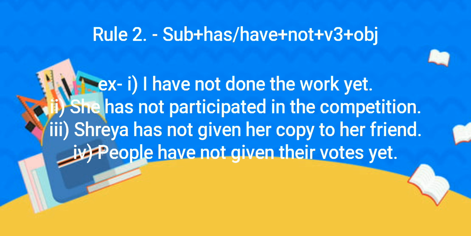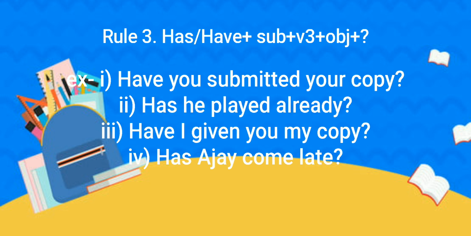Now, rule number 3. Rule number 3 is related to question sentences or interrogative sentences. Whenever you make any question sentence, make sure you write helping verb at the first. So, as we have studied already, the helping verbs are has and have. So we will place has and have at the first in a sentence. Has or have. That is again related to the type of subject.